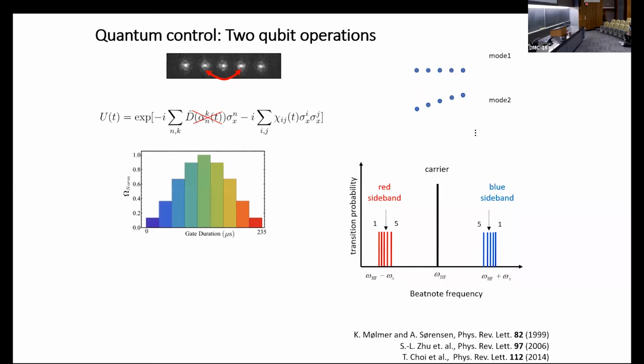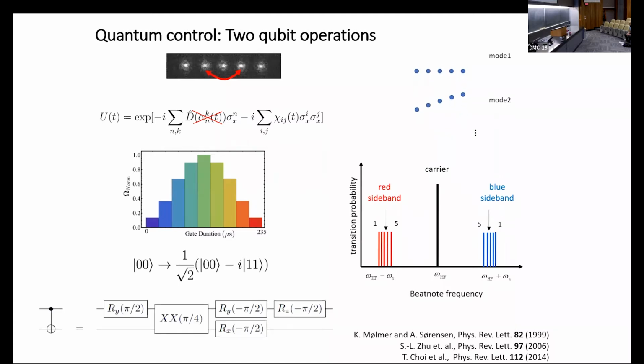If you carefully control the laser pulse, and there's a whole field of research focused on doing this, and you do it very well, you cancel the spin-motion entanglement and you're left with just the spin-spin entanglement. So you're only left with the Ising coupling, and starting from 0, 0, you get a maximally entangled state. You can construct the CNOT gate from this, which we call the XX gate or Mølmer-Sørensen gate, if some of you may know. We form the CNOT with single-qubit rotations and this XX gate.